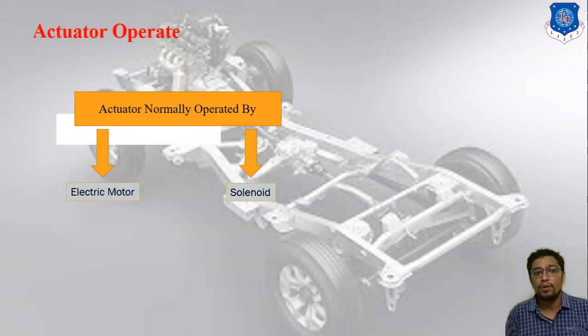How does an actuator operate? Basically there are two types of motion. The first one is the electrical motor, and the second one is the solenoid. So now we can focus on actuator operation, right? As you can see here, the electrical motor and solenoid. So we will focus on that.